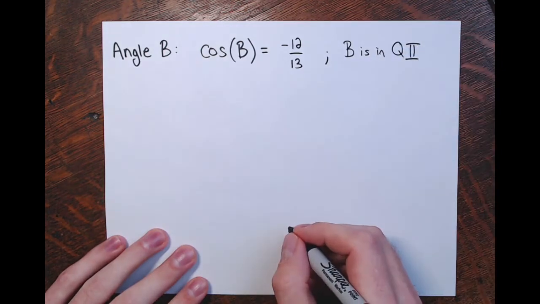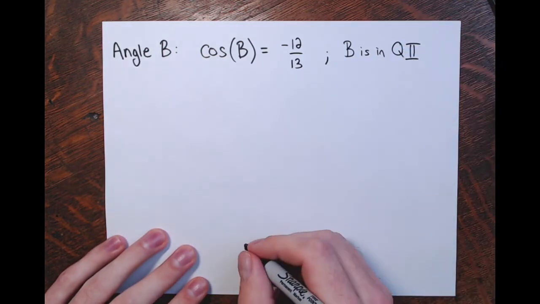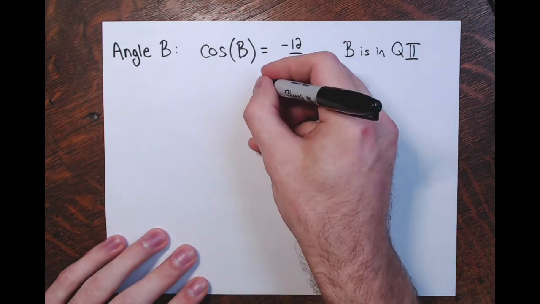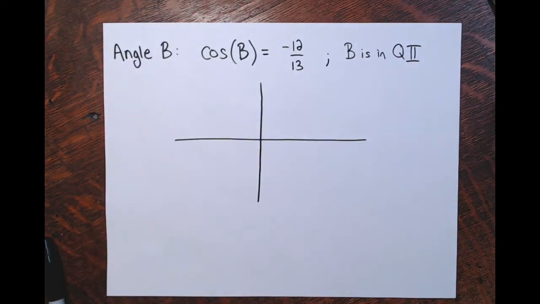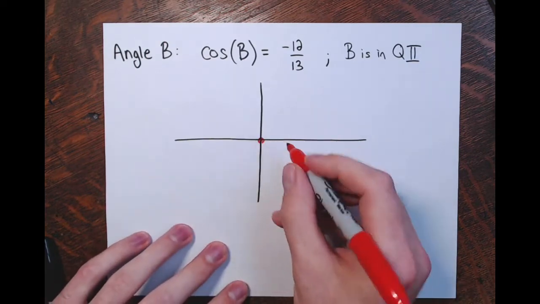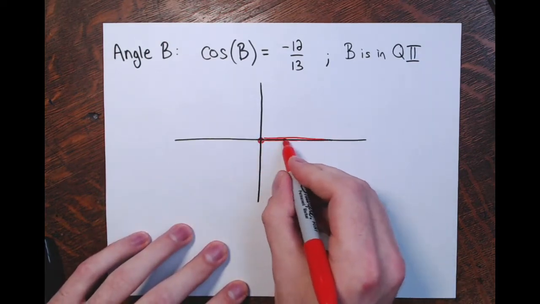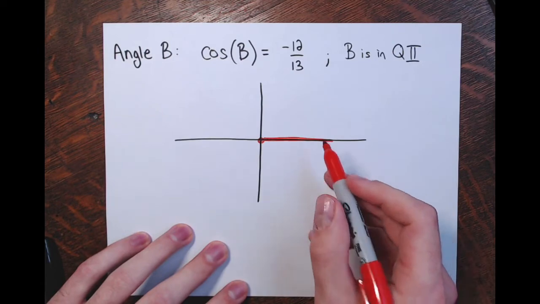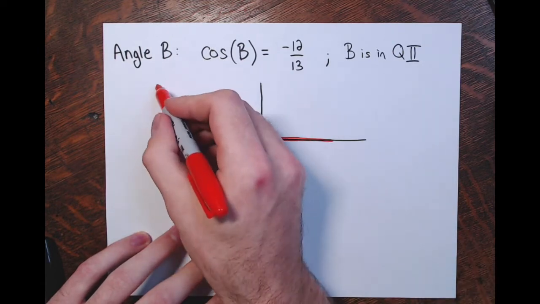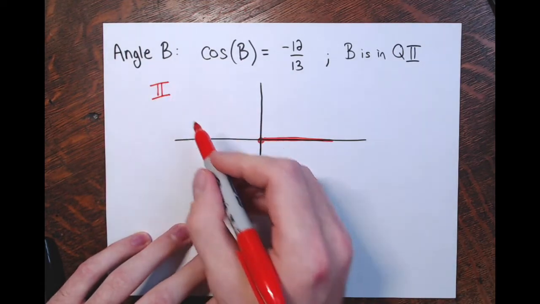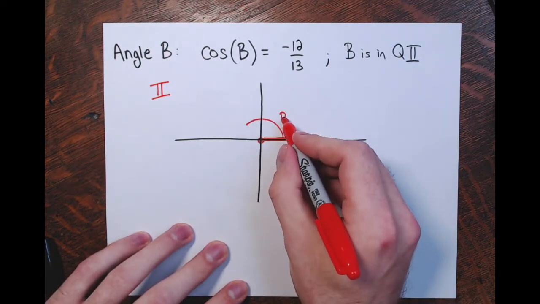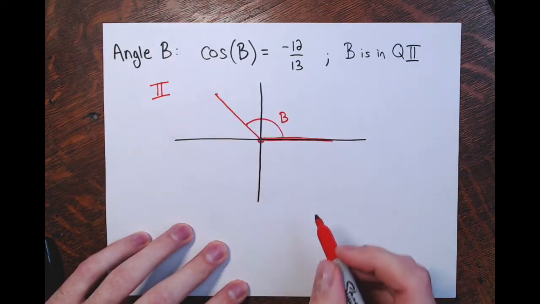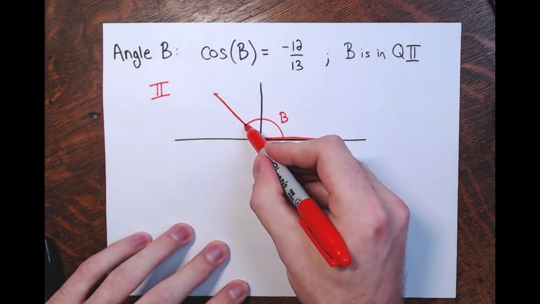Okay, so like for angle A, I'm going to draw a picture of angle B. Start at the positive x-axis, the initial side. And then it doesn't really matter which way I go, as long as I'm ending in quadrant 2, the upper left quadrant. So I'll just draw this angle here. There's angle B. And there's the terminal side, ending in quadrant 2.